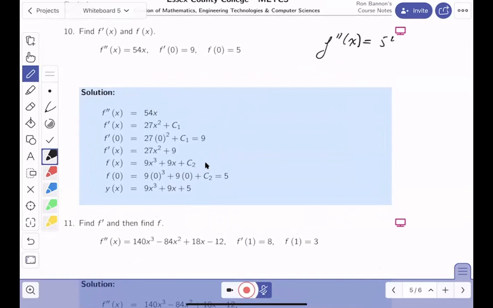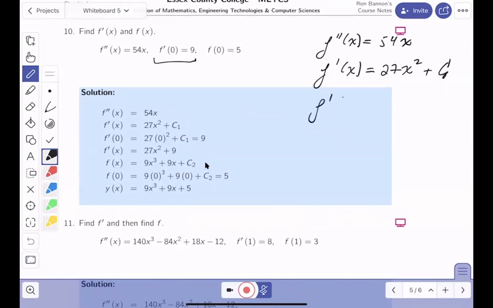And this is 54x. Now, the assumption is a derivative with respect to x. So let's go backwards one stage at a time. That would be x squared. When you divide by 2, you get 27 plus c.